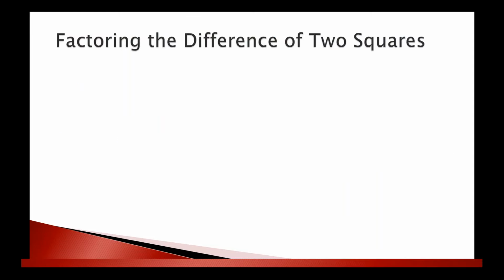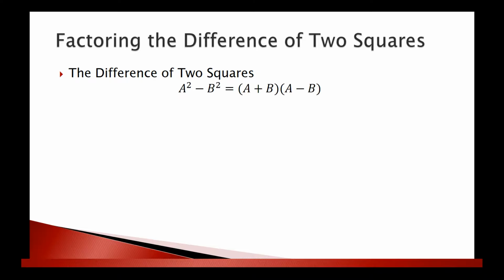Alright, so now let's look at factoring the difference of two squares. So the difference of two squares, like a squared minus b squared, equals a plus b times a minus b. So we'll use this as a formula, and then we can factor our difference of two squares using this formula: a squared minus b squared equals a plus b times a minus b. So let's do an example.